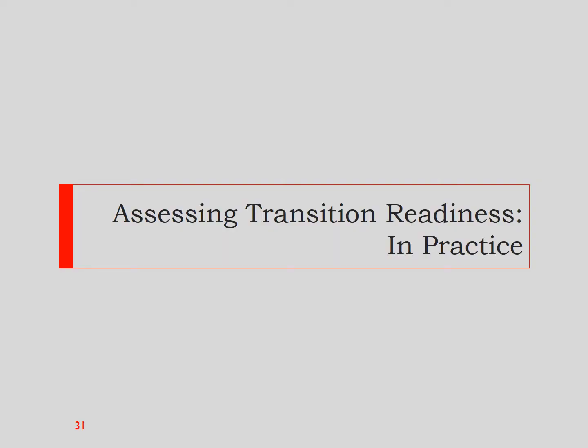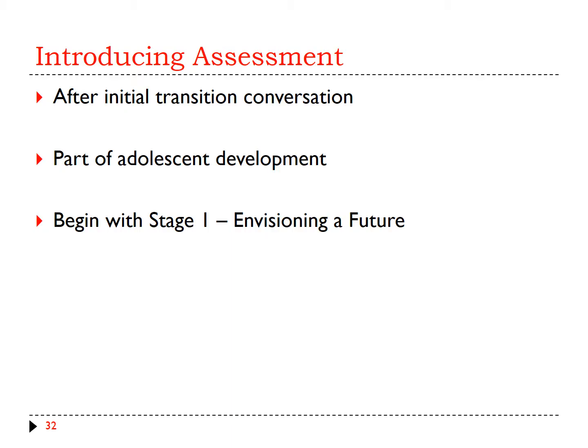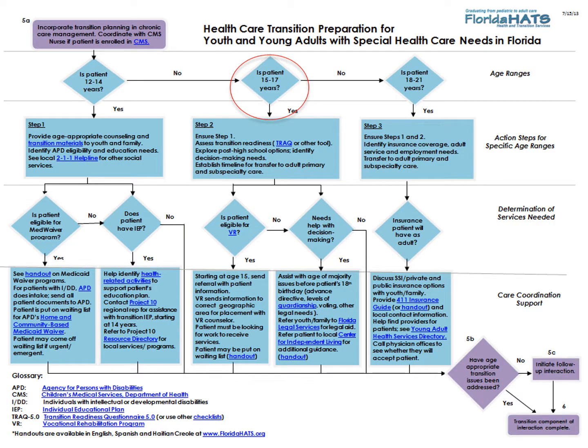The next few slides discuss how to introduce and administer assessment tools in your practice. When introducing the assessment tools to patients, build off of your initial transition conversation. Remind patients and parents and caregivers that this process is for every adolescent in your practice. Each patient should start with assessment tools for Stage 1, regardless of their age. The Florida Algorithm for Youth with Special Healthcare Needs highlights transition readiness assessment beginning with the age of responsibility.